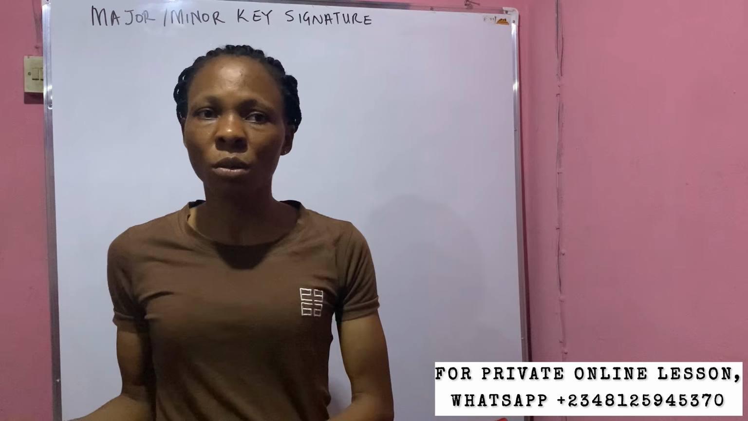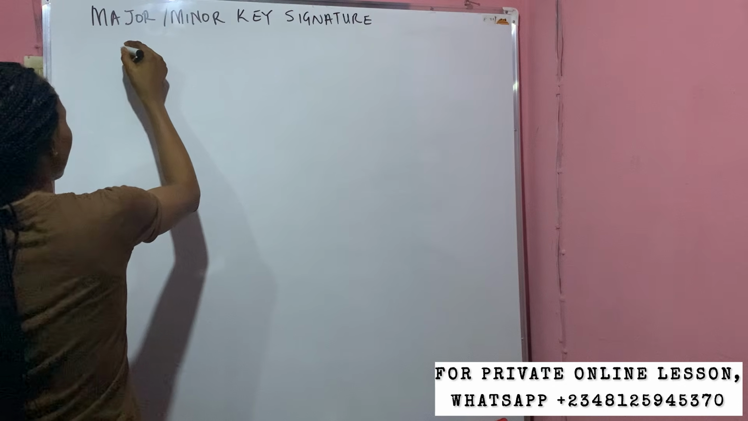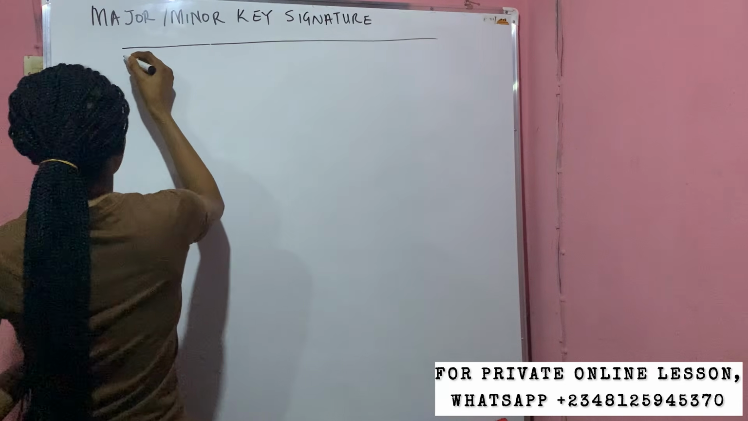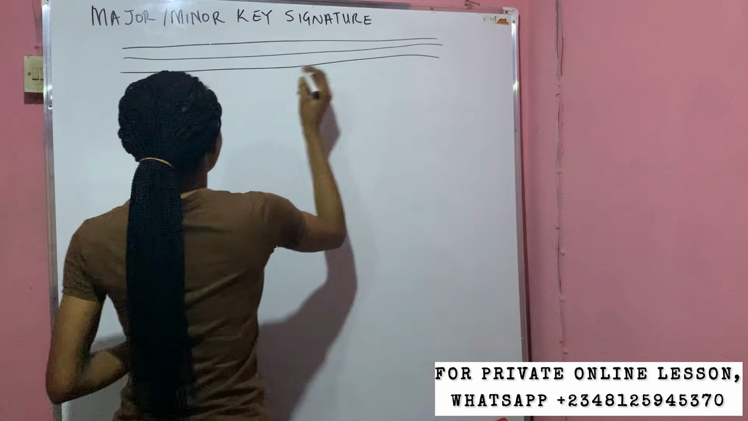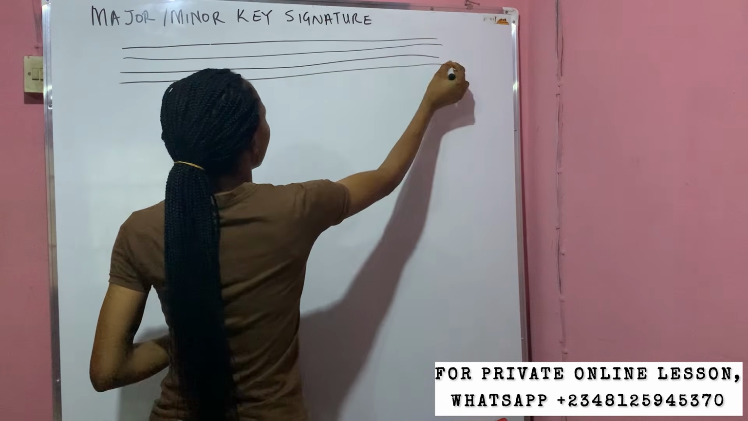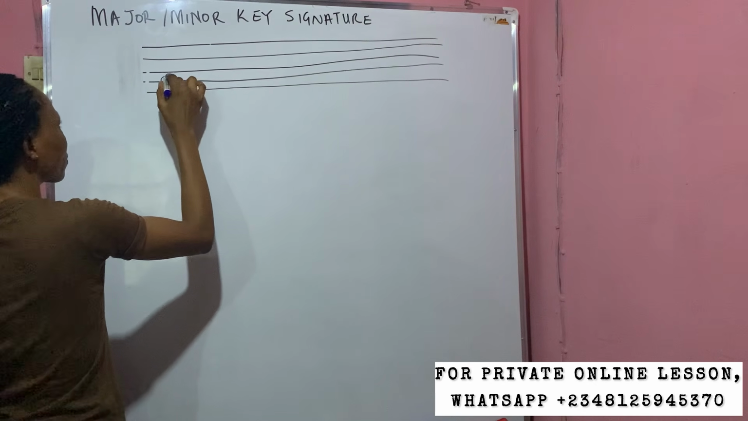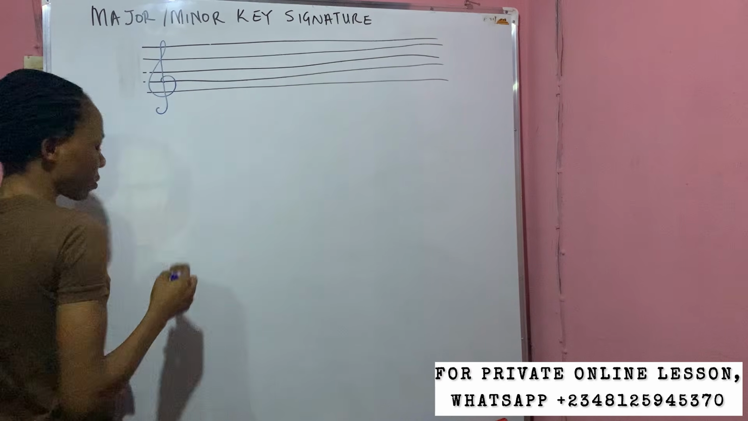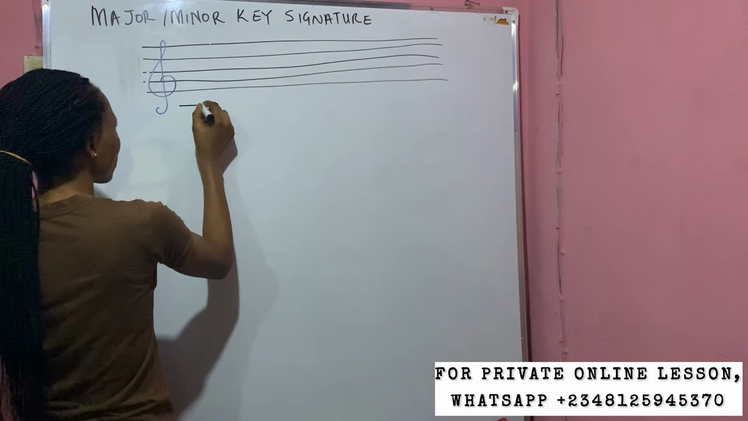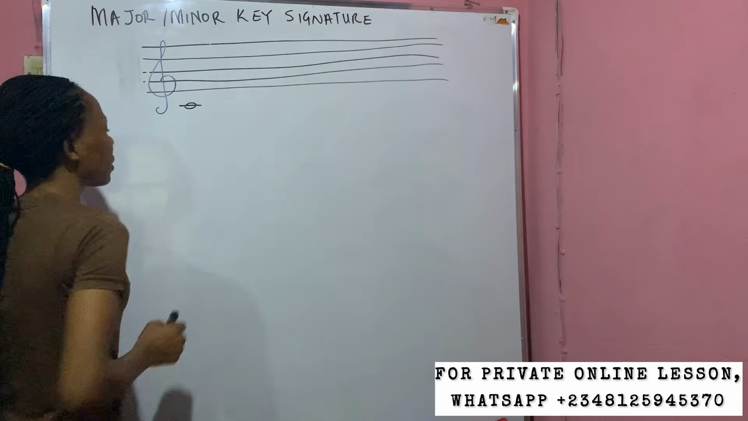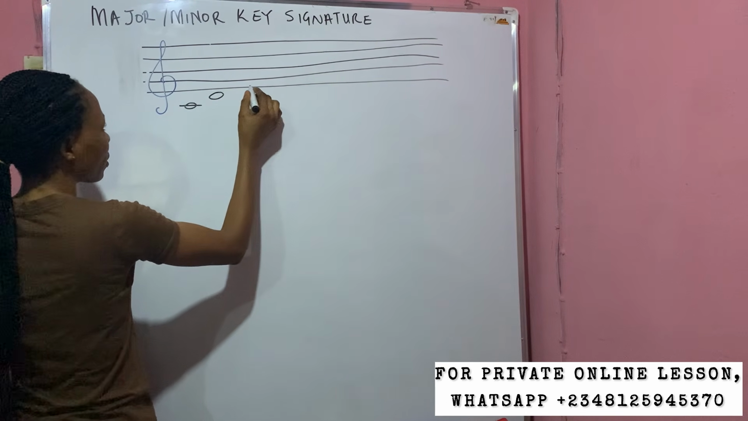Okay, first let's start with the key of C major. So the key of C major is also known as the natural key because it consists of no flat nor sharp sign. Now, since we've already talked about the ledger line, and I hope you now understand what a ledger line is, this is middle C. So the key of C consists of this.